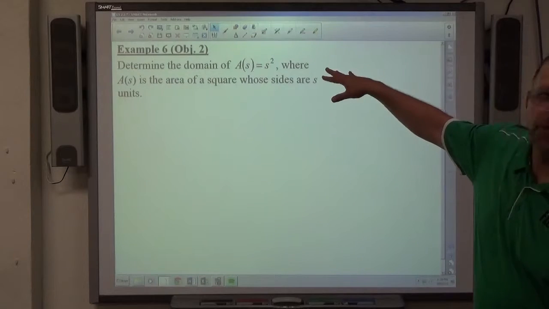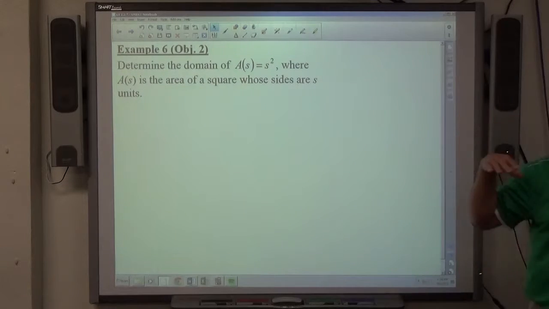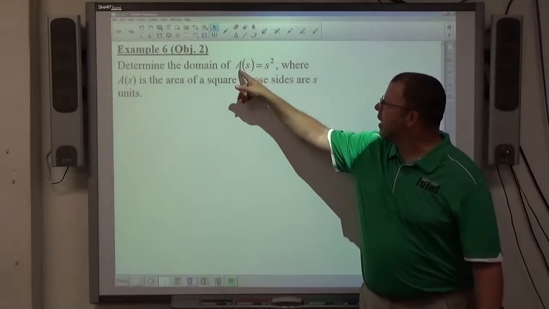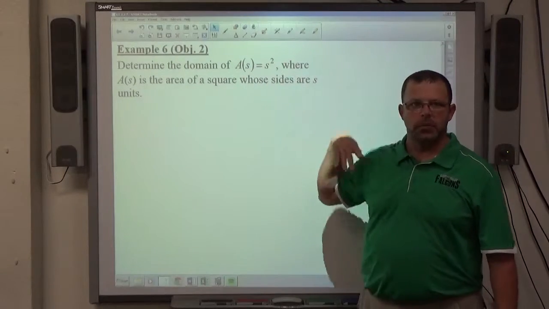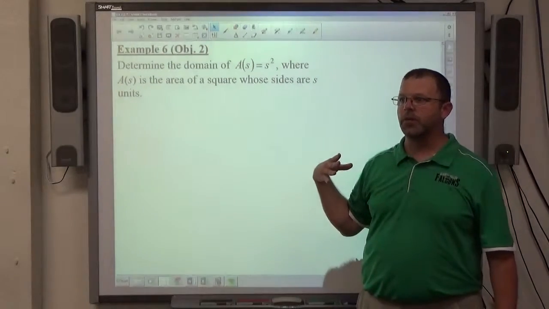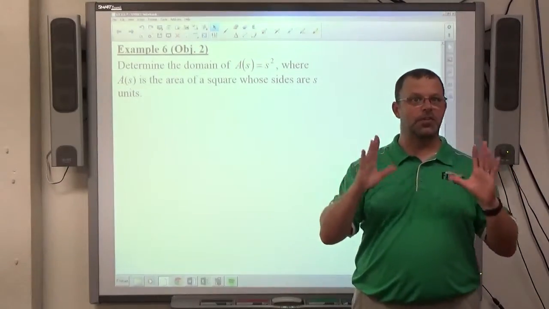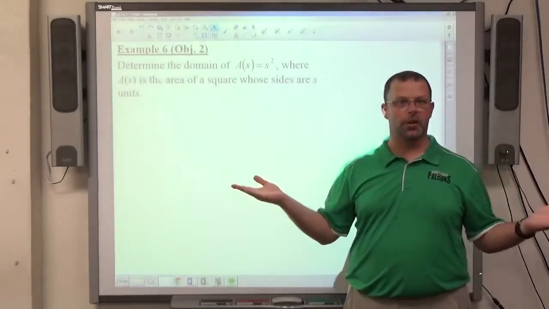All right, if you look at example 6, there's one other type of domain I want you to be worried about at this point. This is a domain based on physical characteristics of the problem. Okay? If you look at the domain of this, the area of a square is equal to side squared. I think we can all agree that's the area formula for a square, right? You can also do length times width because it's a rectangle, but if you want to get really specific, side times itself is the area of a square.